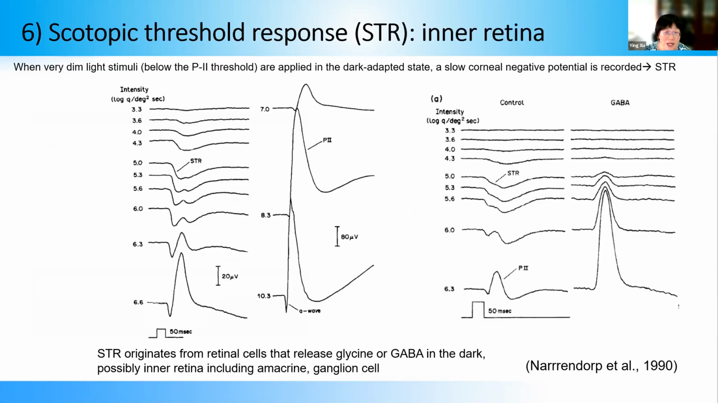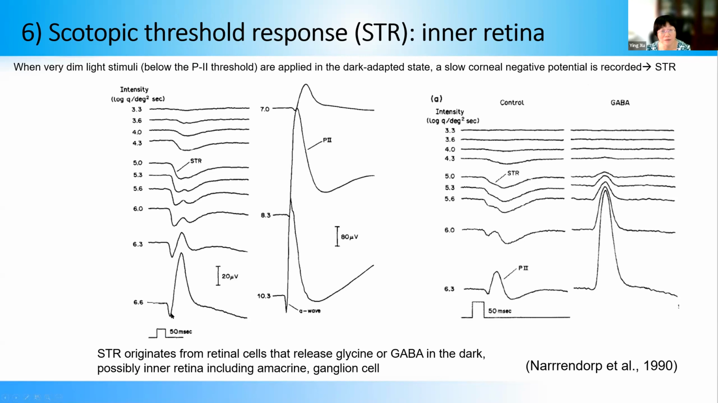Besides, A, B, C, D, and OPs are a few major components of the ERG. But besides those typical ERG components, there are also a few components that you can test when you modify the test condition, like the scotopic threshold response. When we present animals with very dim light stimuli, well below the threshold of the A wave, a slow corneal negative potential can be recorded. That's called the STR. The STR could also be diminished by adding GABA or glycine. That indicates that the STR originates from retinal cells that release glycine or GABA in the dark. I think it's possibly the inner retina, including amacrine cells and ganglion cells.